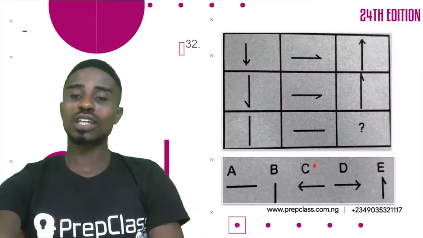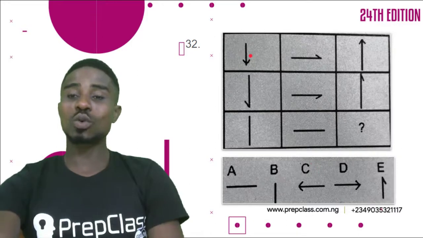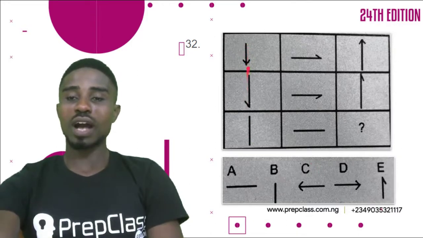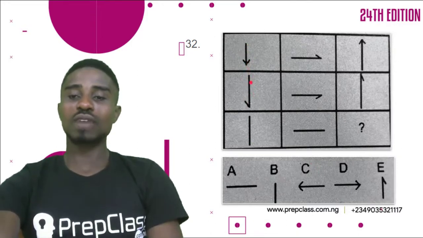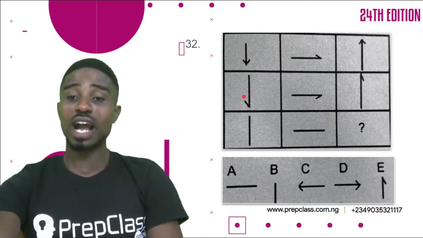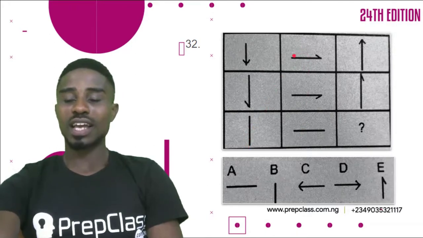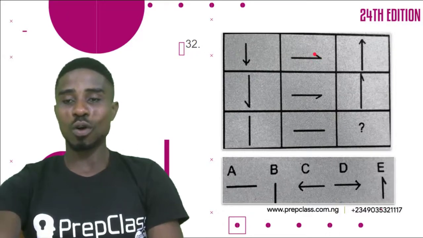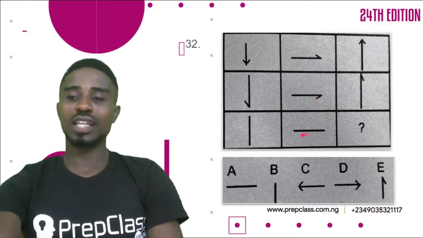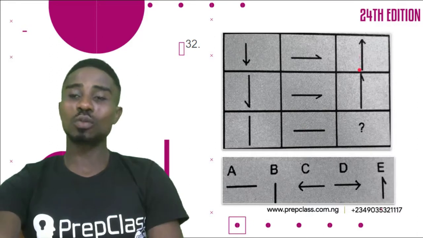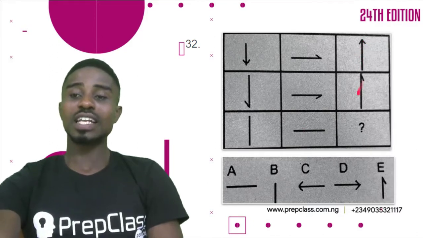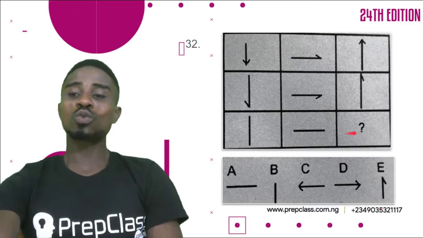Let's look at the next question, question 32. In question 32, in this column, we have an arrow. We have another arrow with a half arrow, and here we have just a straight line. So for the next column, we have an arrow, half arrow on the top, here half arrow on the bottom, here a straight line. Now if you look at the third column, we have full arrow, then the next one we have half arrow. So what would we have here?